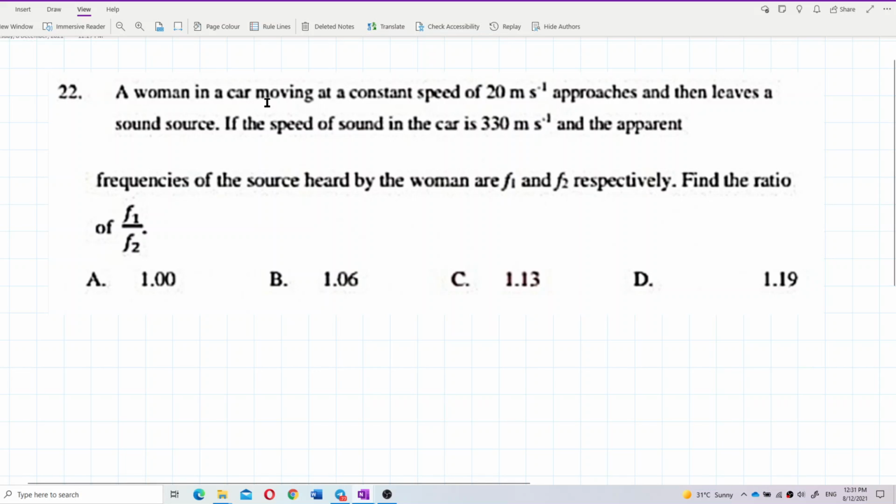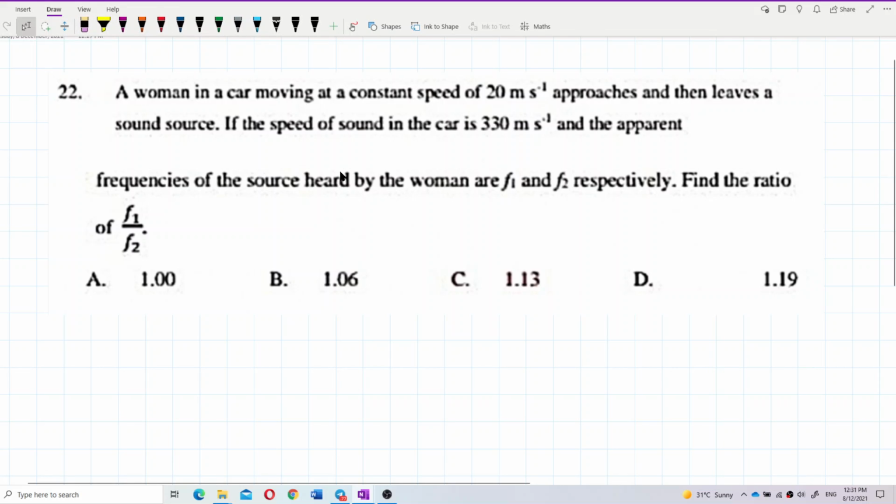A woman in a car moving at a constant speed of 20 meters per second approaches and then leaves a sound source. If the speed of sound in the car is 330 meters per second and the apparent frequencies of the source heard by the woman are f1 and f2 respectively, find the ratio of f1 over f2. So what information do we have?